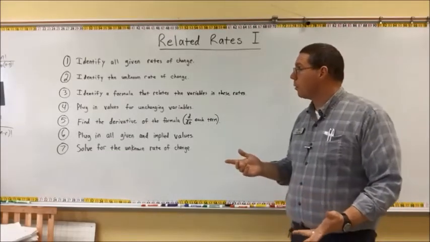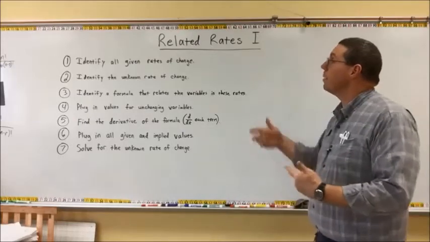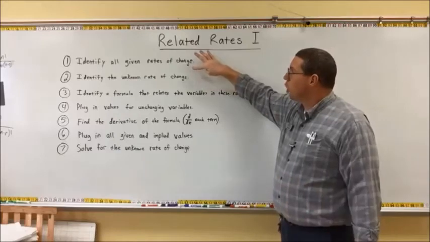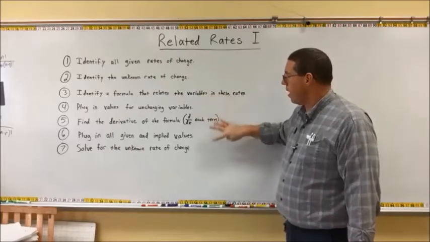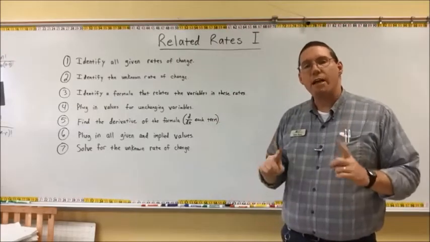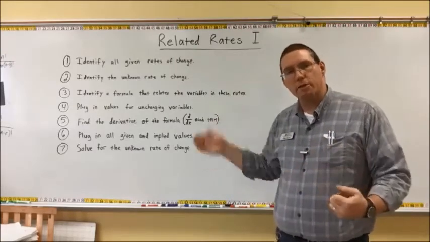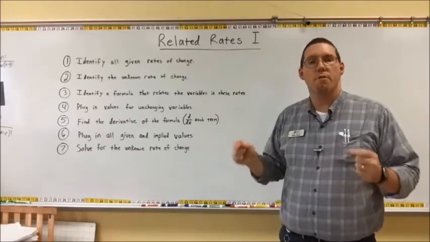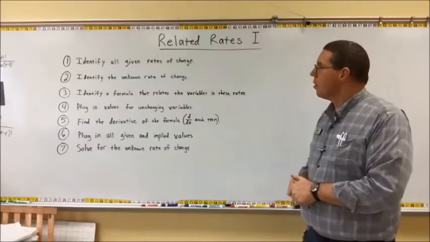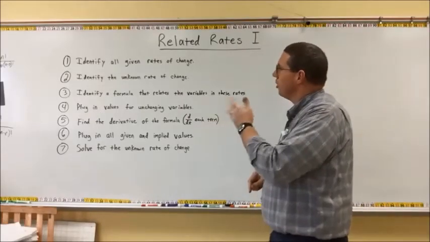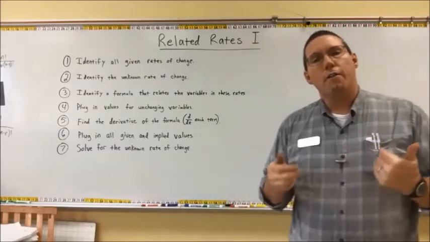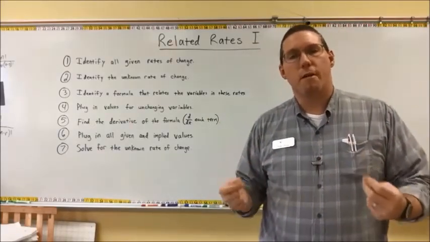Okay? So now what we're going to do is I'm actually going to talk through these 7 steps and explain little bits of information. Then once you have a beginning understanding of the 7 steps, we're going to do some simple problems and work our way up to some more difficult problems. Okay? So step 1 is identify all given rates of change. What I mean by that is if you're given a problem, it'll say something like this.